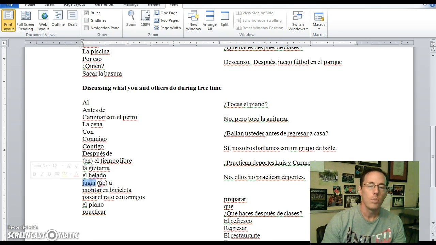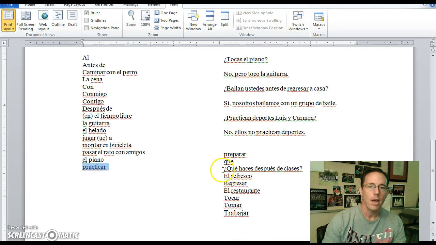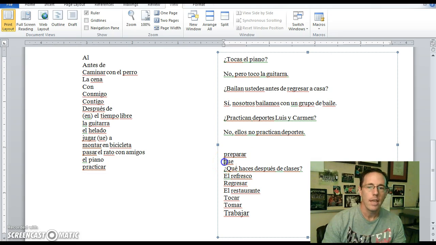Jugar, to play. Montar en bicicleta, to ride a bike. Pasar el rato con amigos means to hang out with friends. El piano, the piano. Practicar, to practice. Preparar, to prepare. Que can mean that, which, or who when it doesn't have an accent mark.